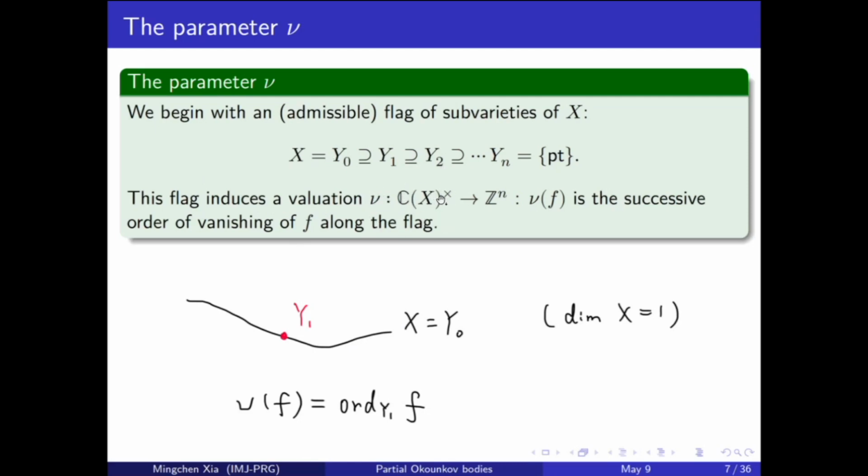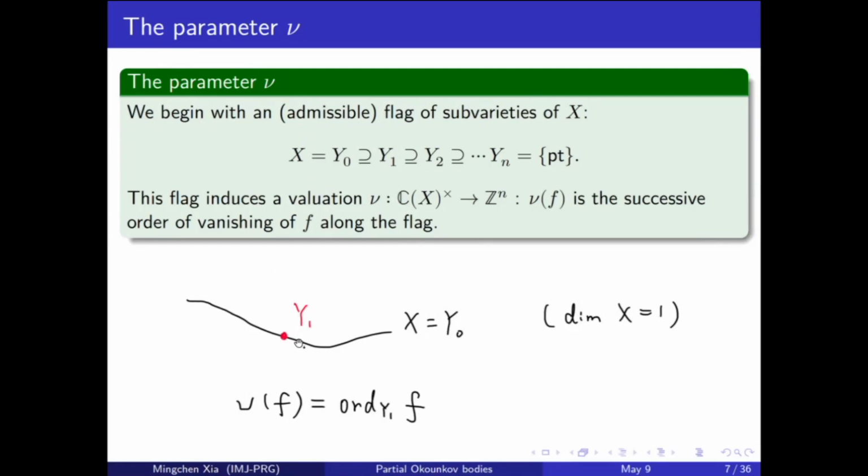our variety X. In order to illustrate what I mean by this valuation, let's consider the simplest situation, like in the picture here, the one-dimensional situation. In that case, by definition, the flag simply means choosing a single point inside our variety X. So Y0 is X and Y1 is a single point. And in that case, the corresponding valuation, if you apply nu to a rational function f on X, simply means we're taking the order of vanishing of f along the point Y1.